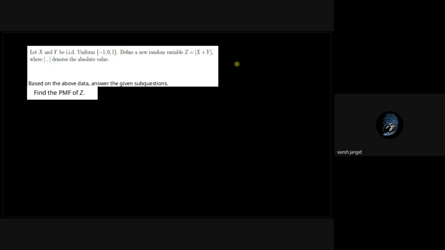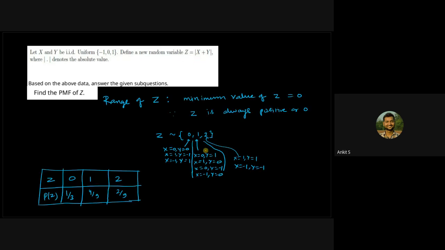Since there are very few cases to be observed, we can simply make a table and perform the computation over it. Yeah, so what is the PMF for Z? It means you have to know the range of Z, what are the values that Z can take, and also what are the probabilities with which those values are taken. So you will put all of the possible values of X and Y and see what values Z takes.